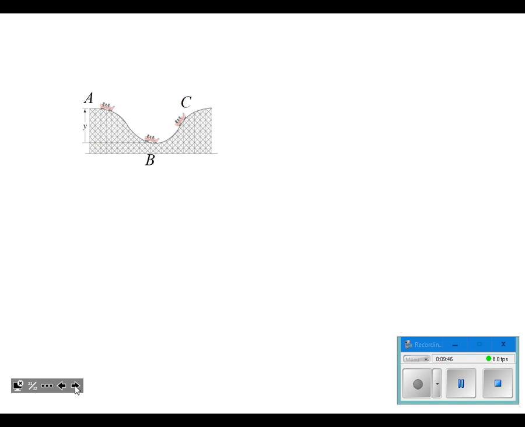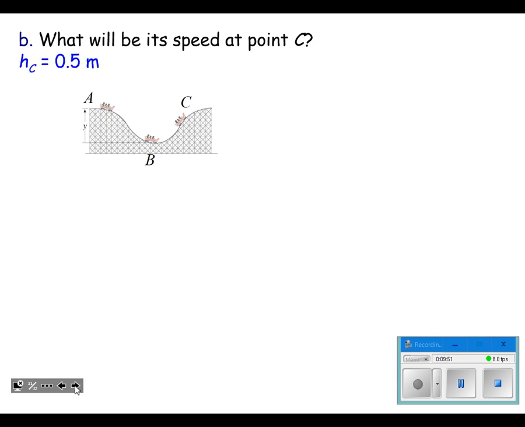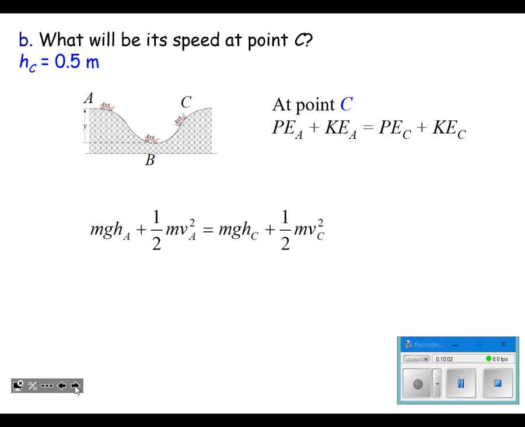I can continue with this example, and I can now say, what will its speed be at point C? Well, the height at point C is going to be 0.5 meters. So at point C, I know that it has potential and kinetic energy because it has a height and a speed. I could go back to my original, and again I could cancel all my m's out because every expression has an m. I can plug values in and rearrange, and it'll look kind of complicated, but if you plug your numbers in first and then simplify and rearrange, it makes it a lot easier. Like I said, that always looks kind of confusing in my opinion.